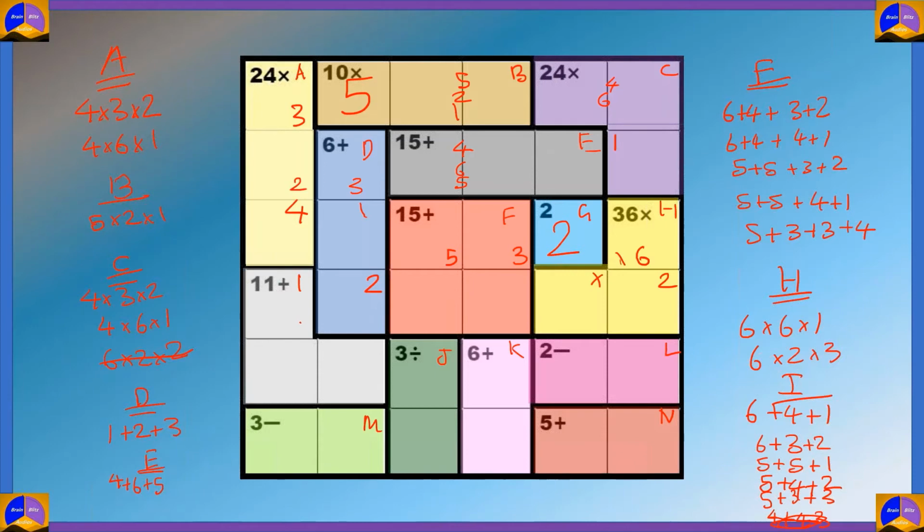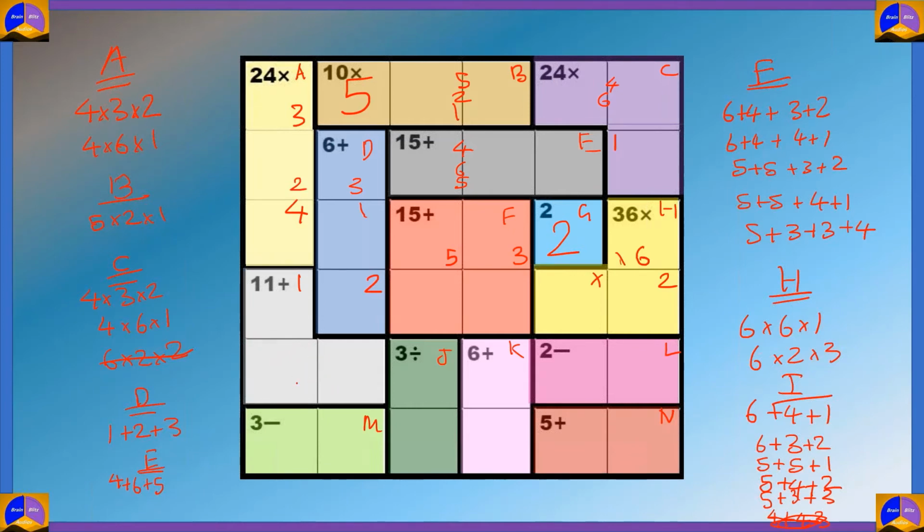Now, let's look at cage I. Now, in this column, the remaining numbers are 1, 5, and 6. So, 6 and 5 can't come together in cage I because there is no option with 6 and 5 coming together. So either 6 and 1 would go or 5 and 1. 1 is sure to be in this cage.